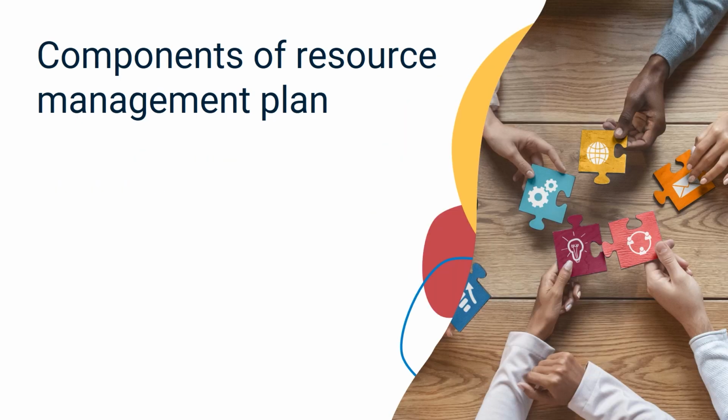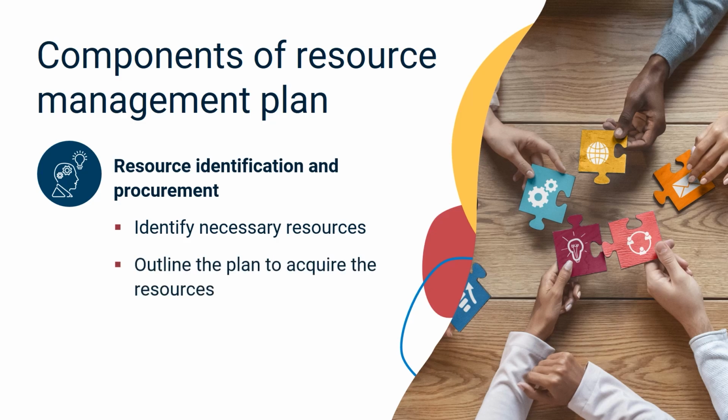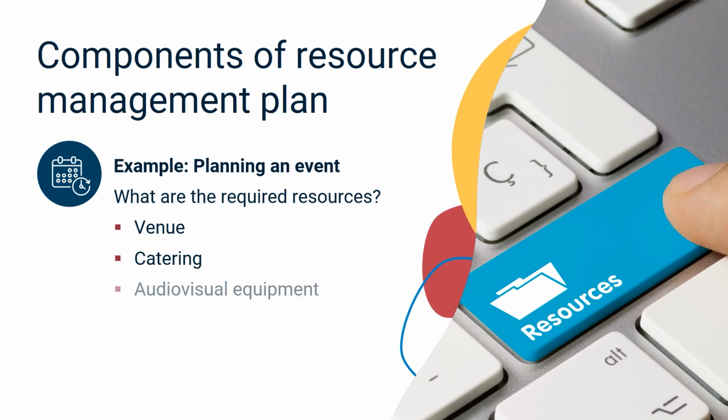The first component is resource identification and procurement. It involves identifying all necessary resources for the program and outlining how they will be acquired. For example, consider that your organization is planning an event. First, you can identify what you need for the event, such as a venue, catering, audiovisual equipment, and staff, and determine how to obtain these resources.